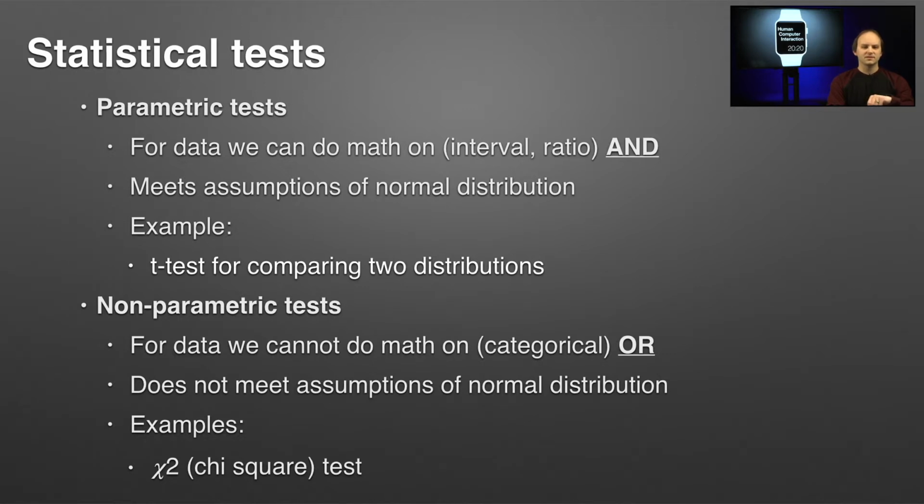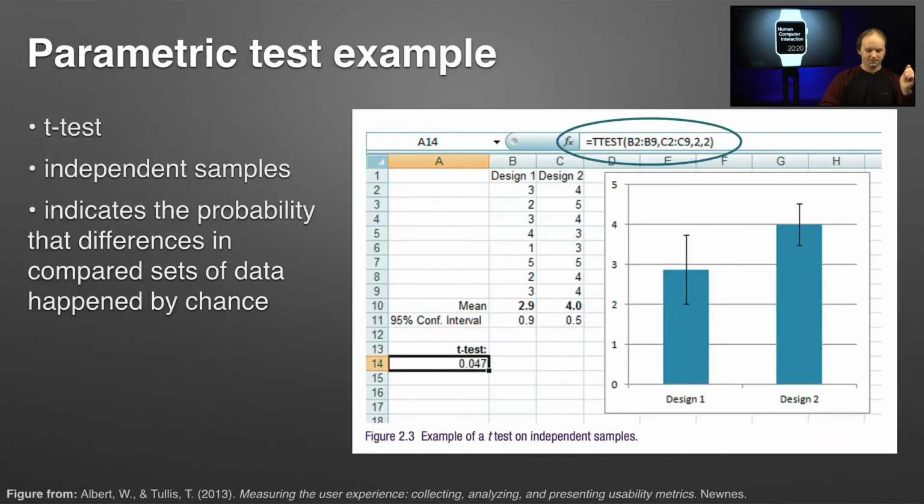The simplest example of this is Student's t-test, and that will just compare two distributions. I'll show you that in just a moment. Now, on the other side, if we've got data that's non-parametric, or if we've got data that's categorical, not interval, something we can't do math on, things like frequencies or counts, we use a non-parametric test. For a non-parametric test, the data doesn't have to meet that normal distribution assumption. The example that we talked about last time was a chi-square test, which is a really commonly used one.